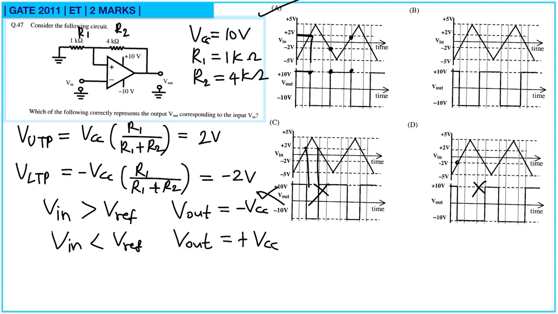So this is a comparator circuit. For a comparator circuit, we have to find the upper and lower reference voltages, and then we can find out what the output waveform will be. So these are all the questions from electronics from the GATE 2011 paper.